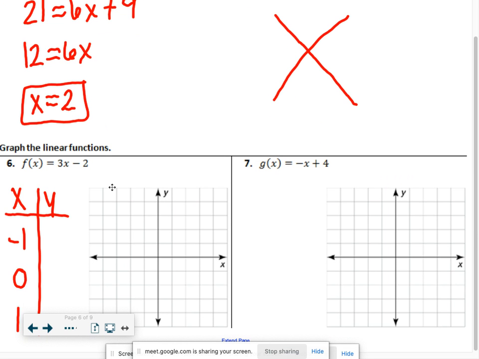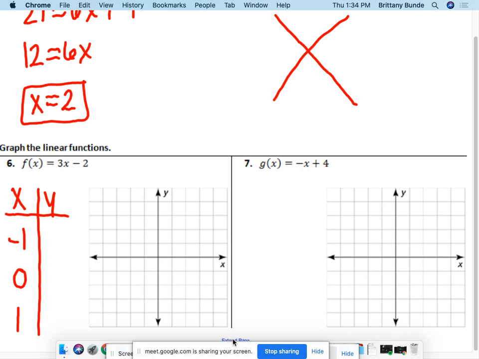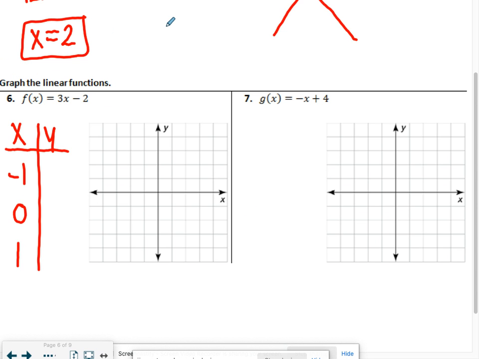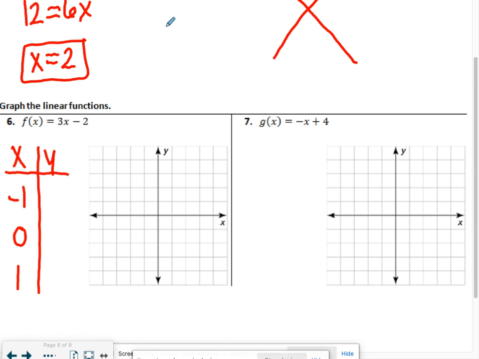Do we choose the same number for x? Yep. I'm gonna plug in -1, 0, and 1. And then we'll get out... There we go. Okay. So if I plug in -1, I'm gonna do my work right here. -3.